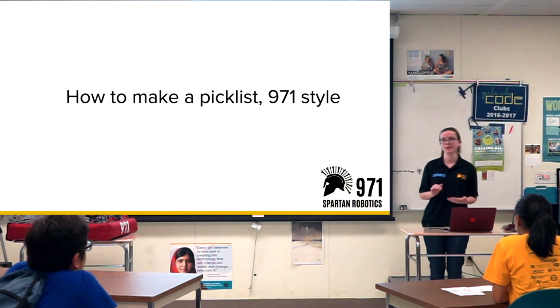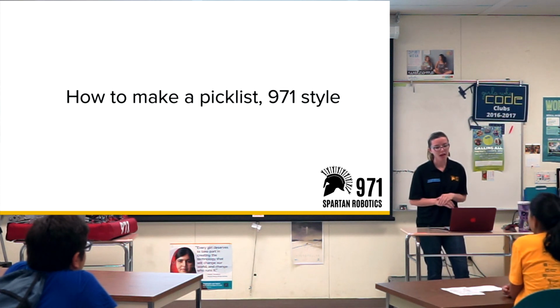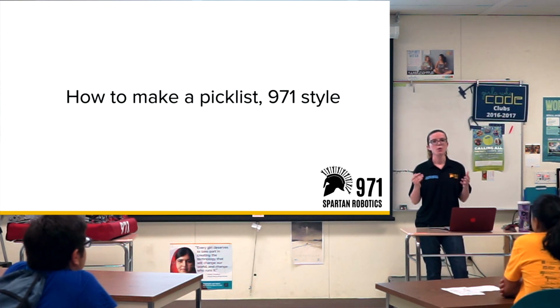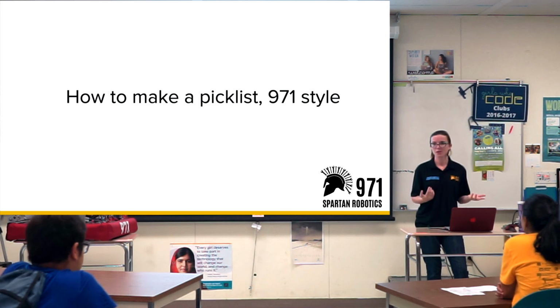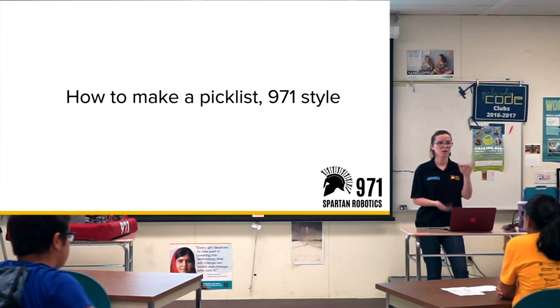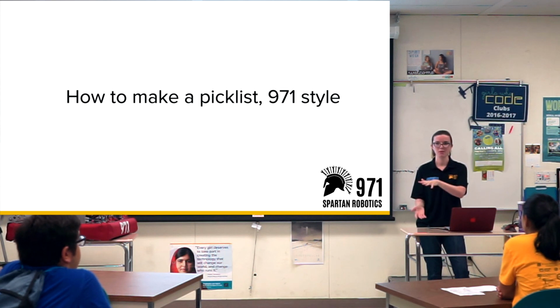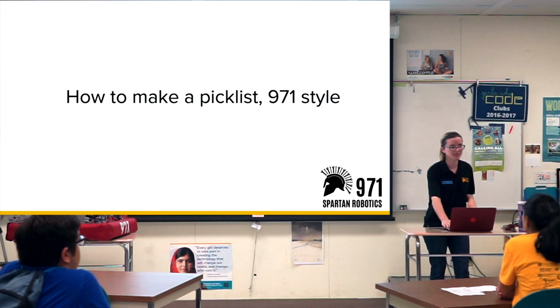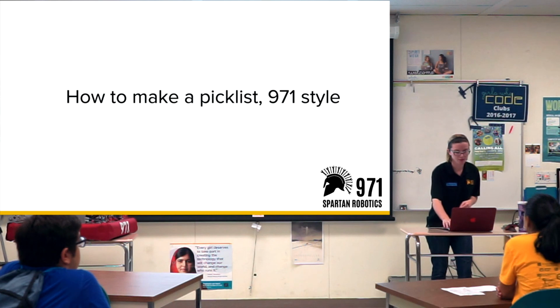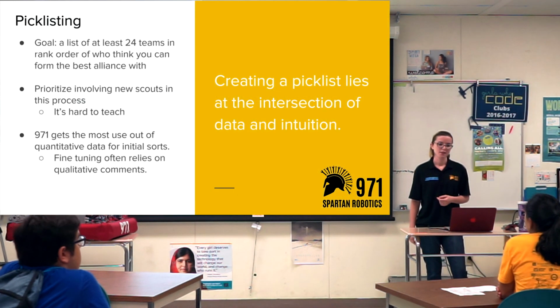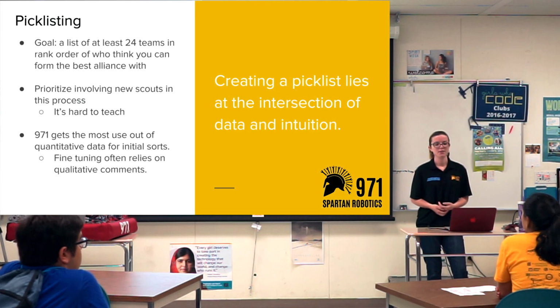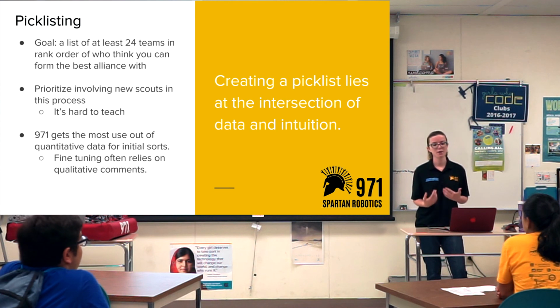So, how to make a pick list, 971 style. I'm going to discuss a pick list within the context of a basic regional: Friday all qualifications, Saturday partial qualifications, alliance selection, then eliminations. Champs would be slightly different, more just an expanded way of doing it. So pick listing. The goal of pick listing is to get a list of at least 24 teams in rank order of who you think you can form the best alliance with.